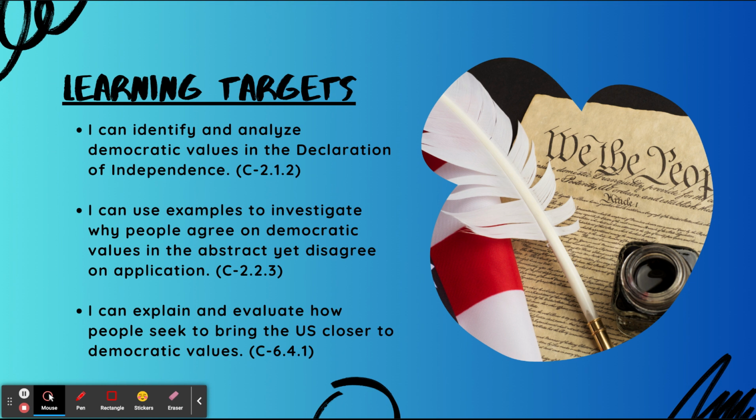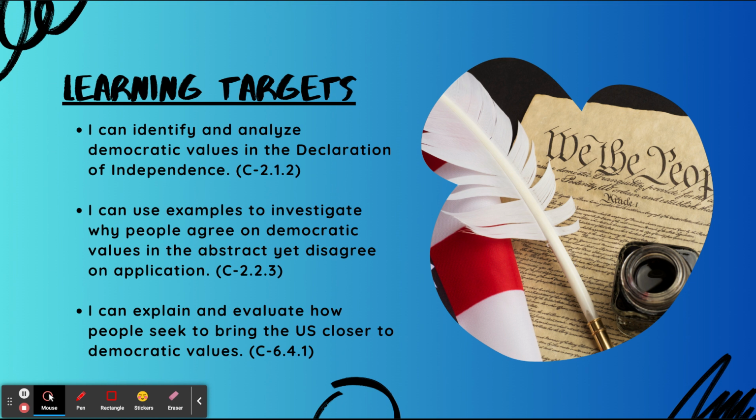The second learning target is I can use examples to investigate why people agree on democratic values in the abstract, yet disagree on application. In that portion of the mini lesson, we're going to look at how these democratic values can kind of contradict one another in specific situations and have led to various debates throughout the United States.